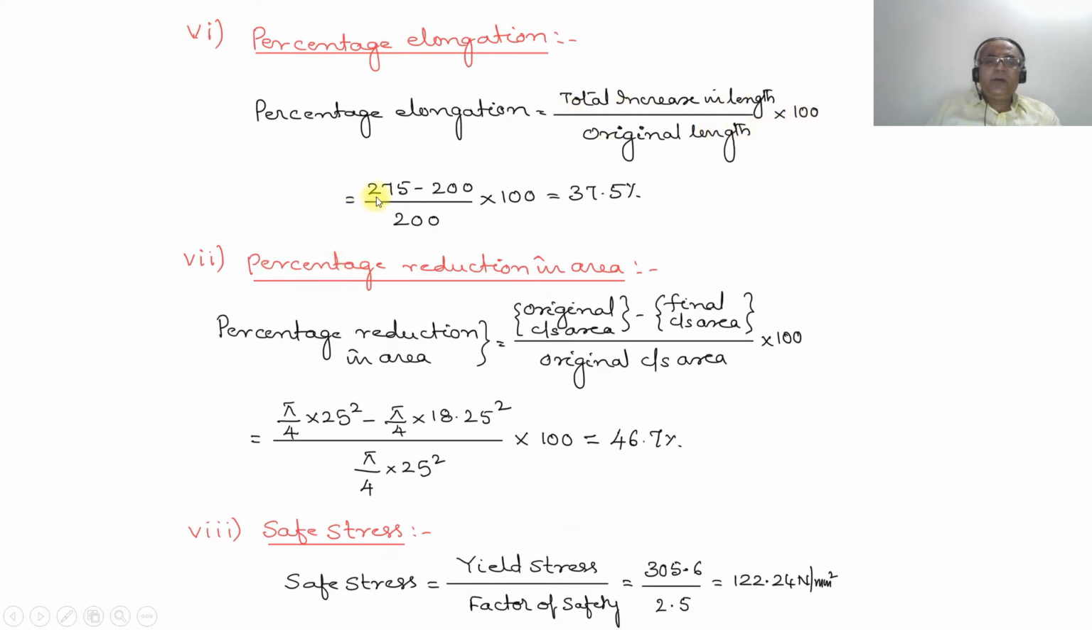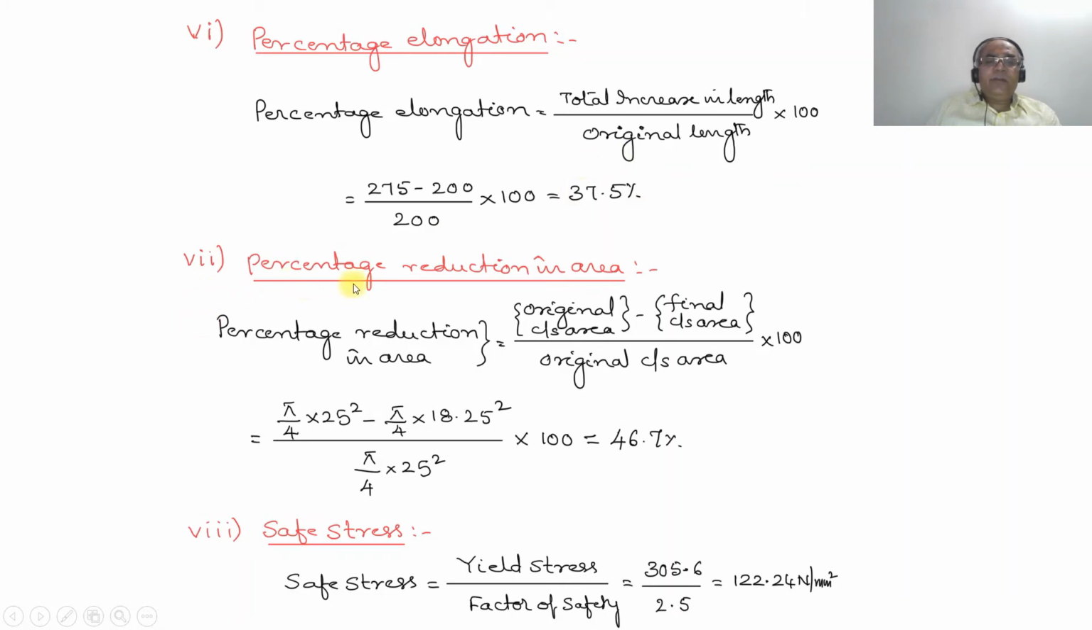What is the total increase in length? Final length minus the original length, divided by the original length into 100. What is the final length? 275 minus the gauge length of 200, divided by 200 into 100. On simplification, you are going to get 37.5%.